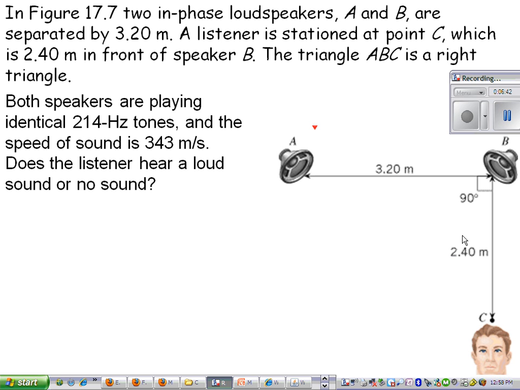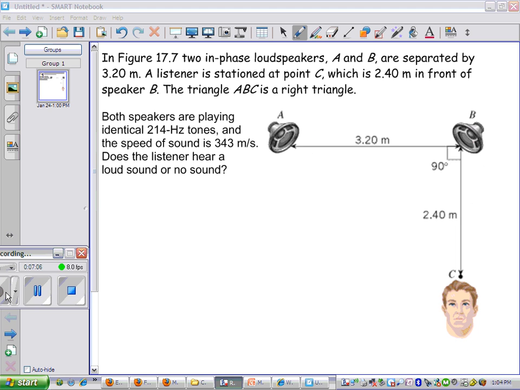So what we have to do now is figure out how many wavelengths occur along this 2.4 meter line, and how many wavelengths occur along this line. We haven't calculated that, but that's just the hypotenuse. How many wavelengths occur here? If they are half a wavelength different, then it's destructive interference. If there's an integer number wavelength difference, it's constructive interference.